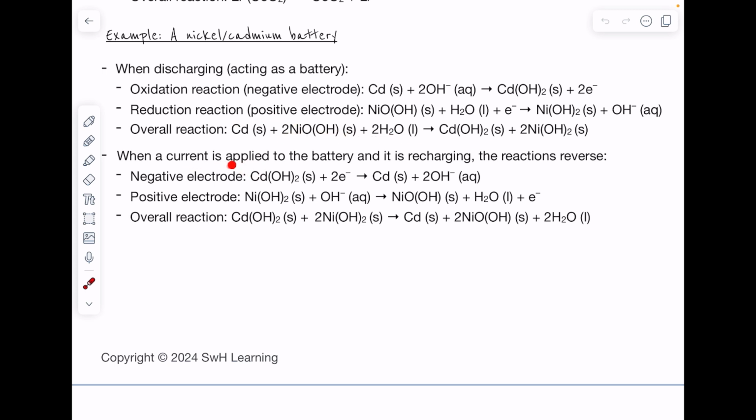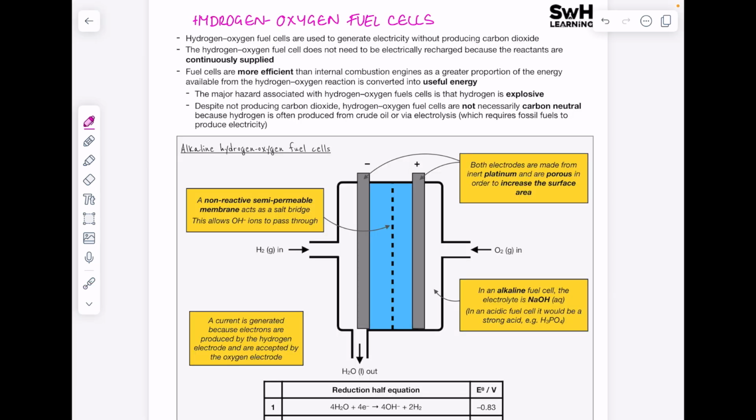And then as we know, when a current is applied to the battery and it's recharging, the reactions reverse as follows. Again, we've multiplied this equation by 2 in order to cancel out the electrons to provide this as our overall reaction. Hydrogen-oxygen fuel cells.